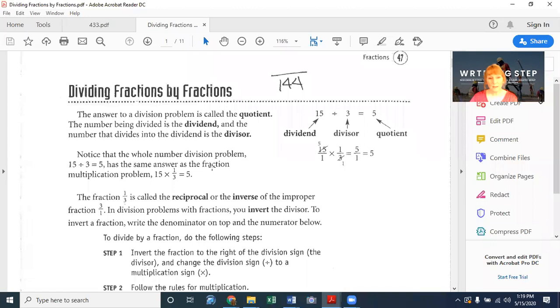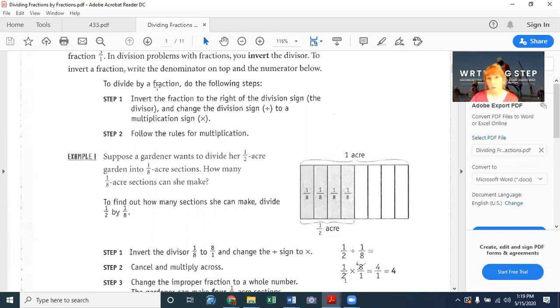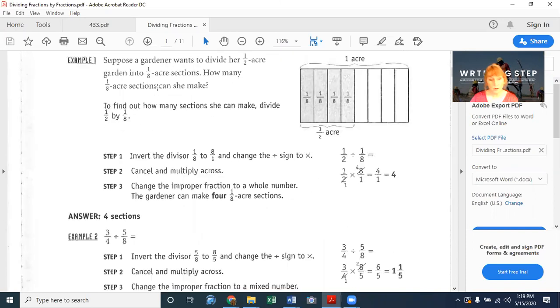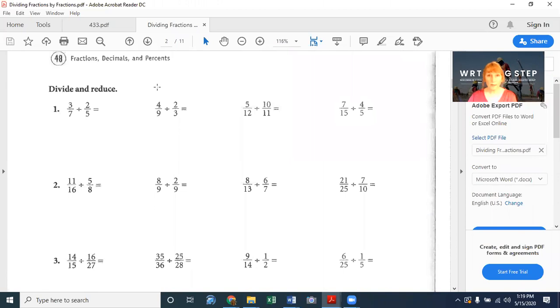So here's your packet, dividing fractions by fractions. The first page is going to explain what I was just explaining about the dividend, divisor, and the quotient, and what you're really doing when you're dividing a fraction by a fraction, and how you'll end up with more parts the smaller the parts are. So now let's take a look at page 48 and we'll just try some problems out.